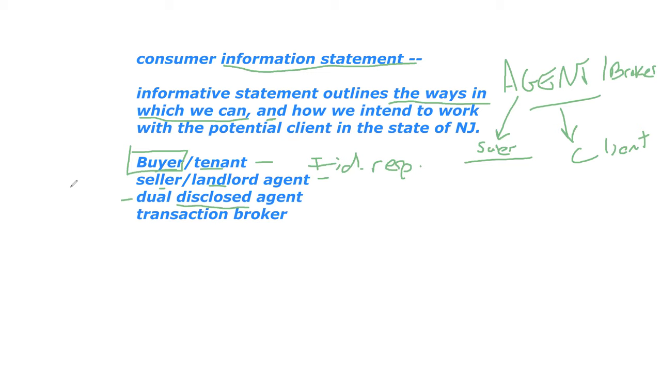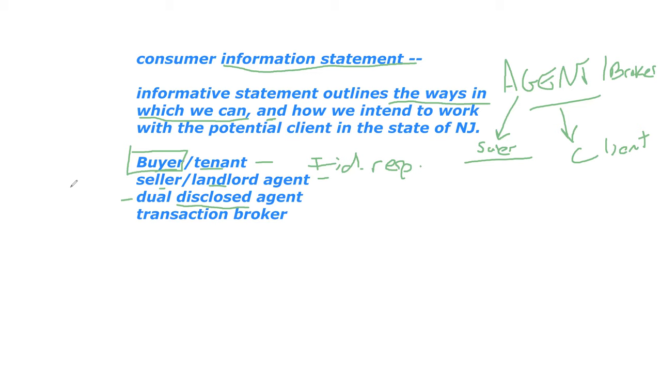You just simply must say, here is the offer. Would you like to accept or deny? And if they say, what should we do? I don't know. I am a dual disclosed agent. I cannot do any of that for you. Done. Literally. And here's the thing. That's why it's important that they read the consumer information statement, because it actually says it right in there in plain black and white.